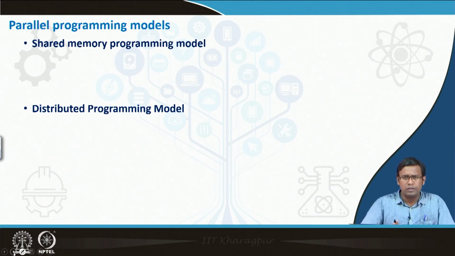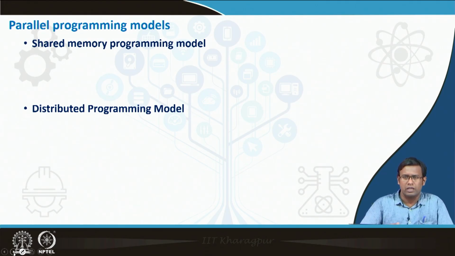So to be more specific, there are basically two types of programming model in parallel programming, which are the shared memory programming model and the distributed programming model. And what we discussed about the hybrid programming model is a combination of both shared and distributed memory. GPU also works in a shared memory model.